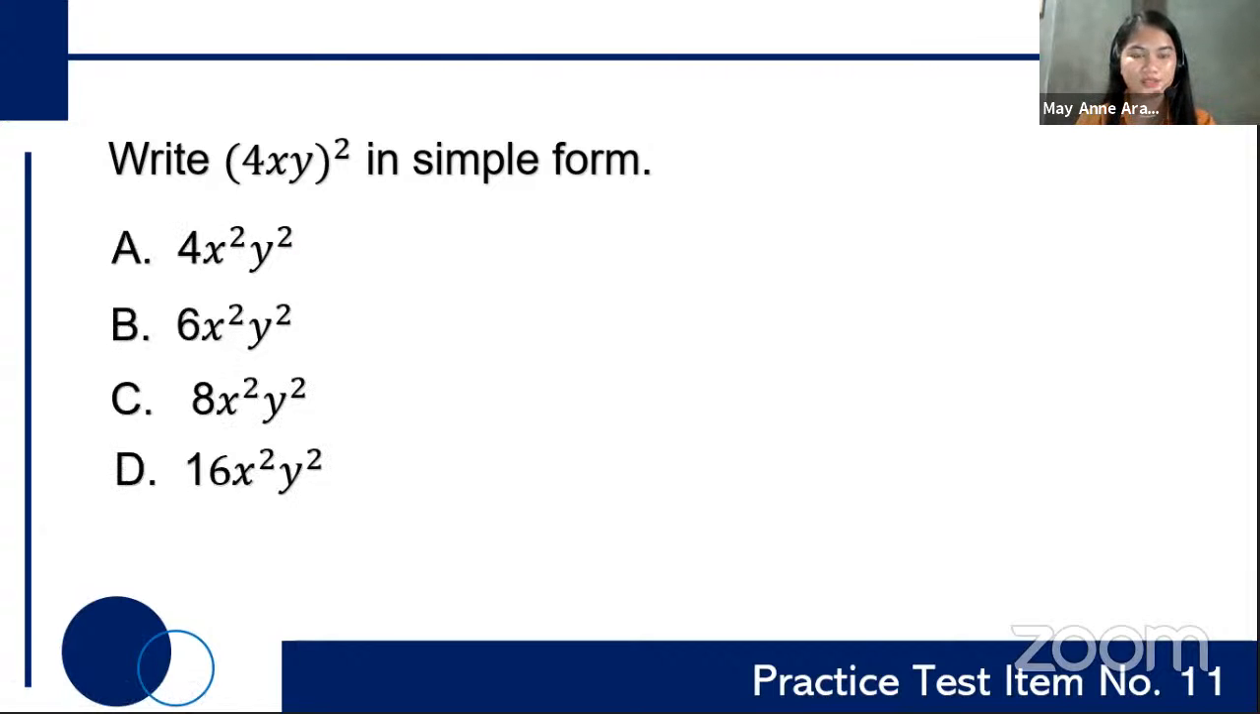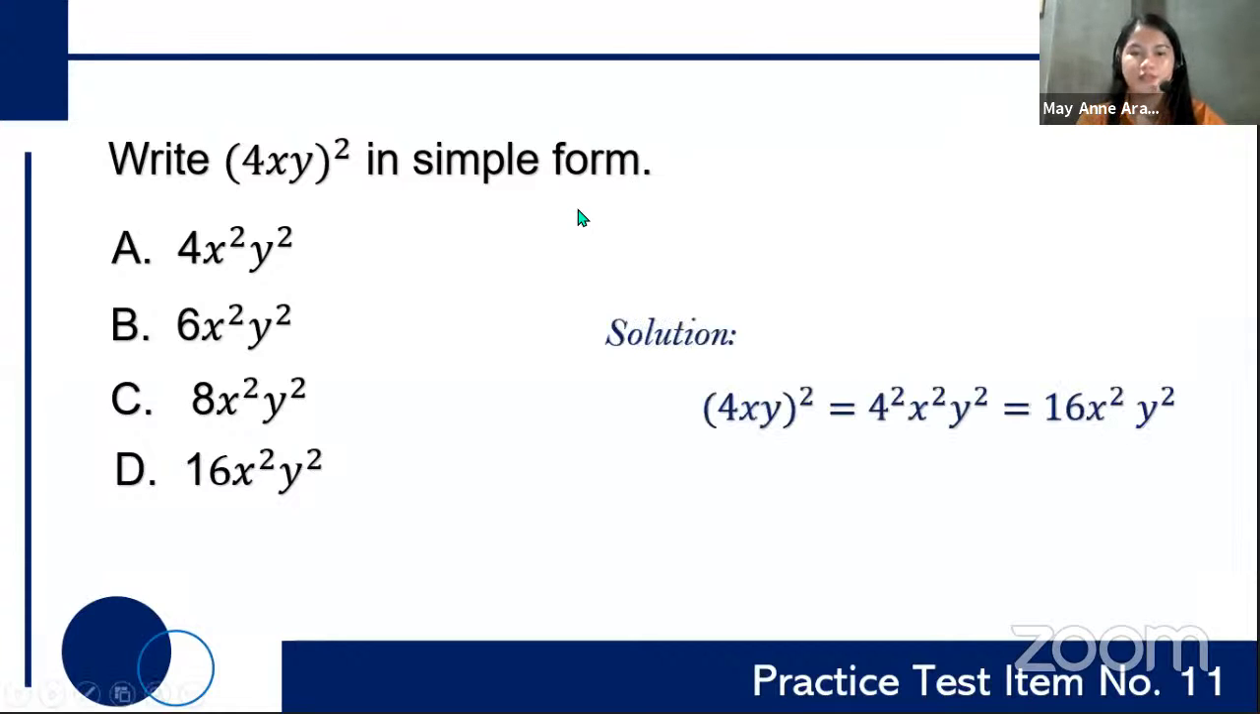So these are the choices. Okay, very good. Letter D. The answer is letter D. So, don't forget to distribute the power, the exponent 2. So you have 16x squared y squared.